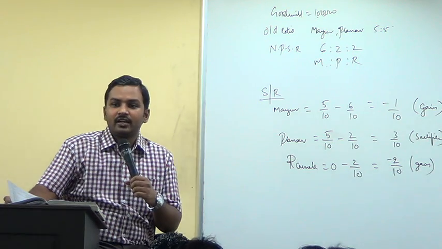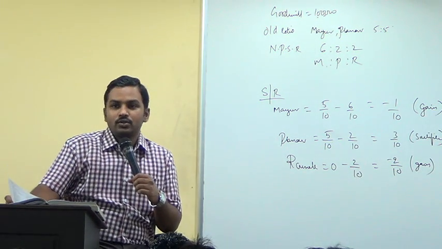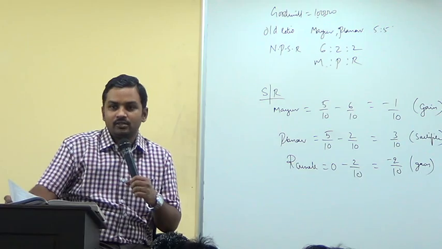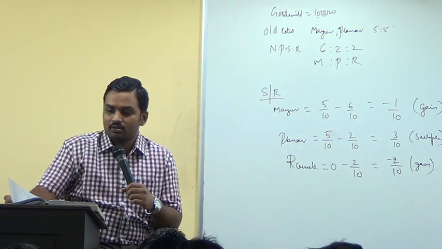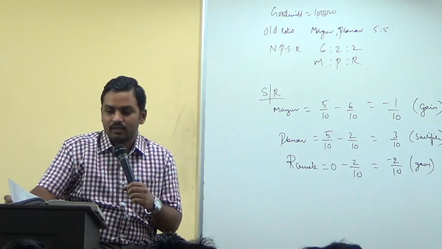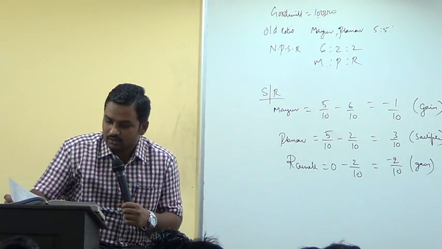Current assets, how much? 1,80,000. Book value is 2 lakh. Revalued amount is 1,80,000, 20,000 downwards. Loans and advances 1 lakh. Balance sheet value is also 1 lakh. Revalued amount is also 1 lakh, hence there is no revaluation profit or loss.